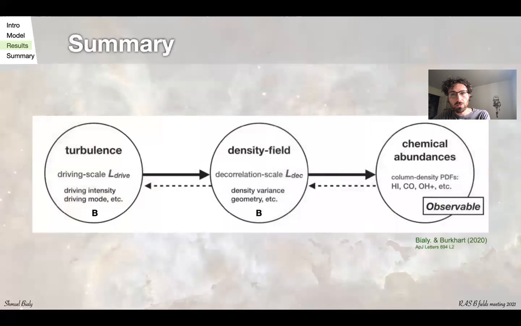processes. So I just want to summarize with this diagram again, where we connect turbulence, density field, and chemical abundances. The B field plays a key role because of the non-isotropic effects on the density field as well as on turbulence driving, and the connection between the decorrelation and driving scale is important in order to be able to make it from observations of molecules to an understanding of the density field and turbulence in the interstellar medium.